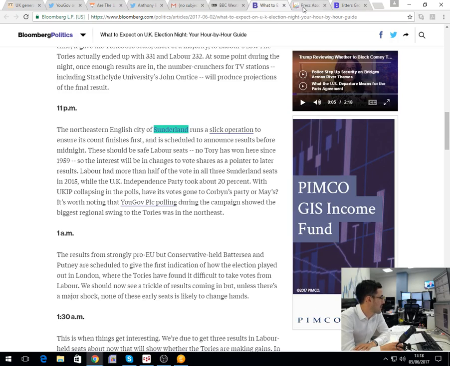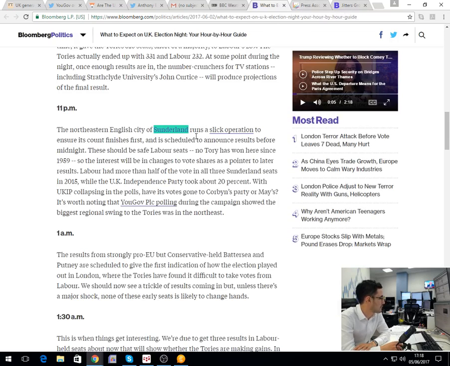And so I do have a complete breakdown of all the different timings, which we'll look at shortly, and I'll send out to you ahead of the event. But Sunderland is going to be key. Now, Sunderland are likely to finish their count first. They're scheduled to announce results before midnight, and it should be a safe Labour seat. No Tory has won there since 1959.